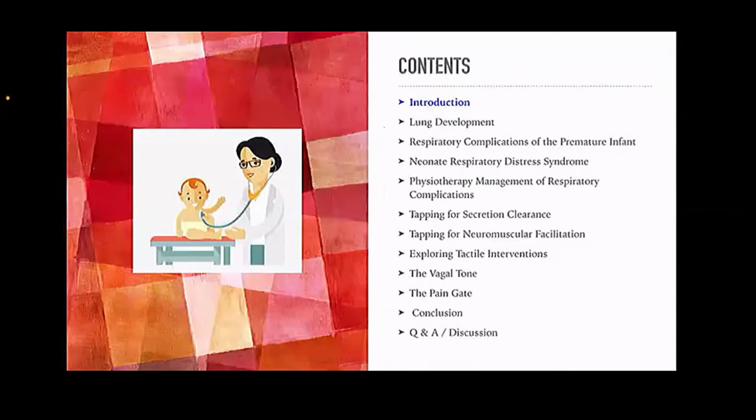So I'll briefly run through the introduction, then lung development, respiratory complications of the premature infant, neonate respiratory distress syndrome, physiotherapy management of respiratory complications, and then I'll go through tapping for secretion clearance, tapping for neuromuscular facilitation, exploring tactile interventions, the vagal tone, the pain gates, and then of course a conclusion, and I'll open the floor for any questions and answers that we may have.